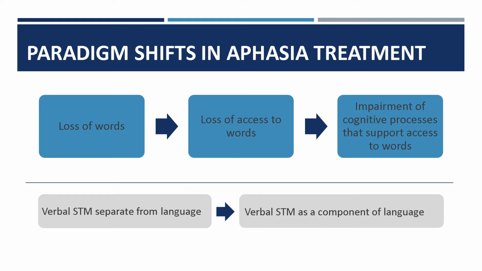There have been some paradigm shifts over time as we learn more about aphasia. Initially, it was thought of as a loss of words. Then it was described as a loss of access to words. Now we think of aphasia as an impairment of the cognitive processes that support access to words. Therefore, if we treat the underlying processes of language, such as verbal short-term memory, we can potentially improve receptive and expressive language skills.